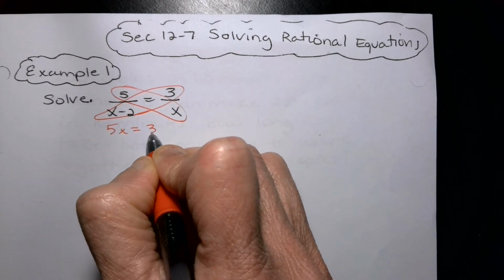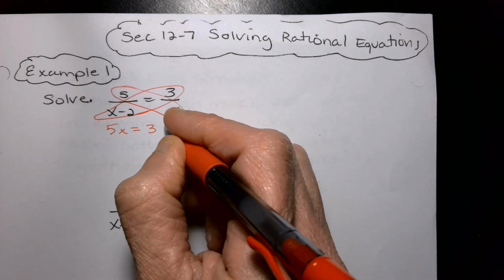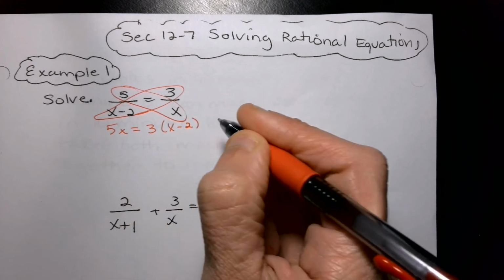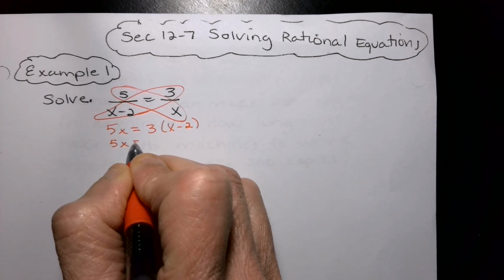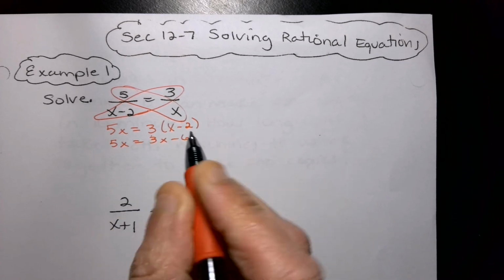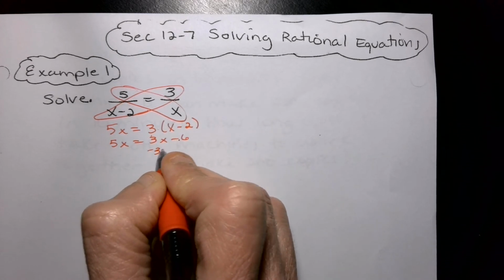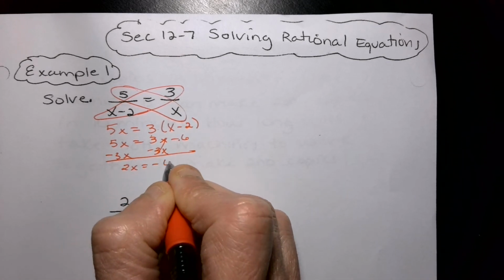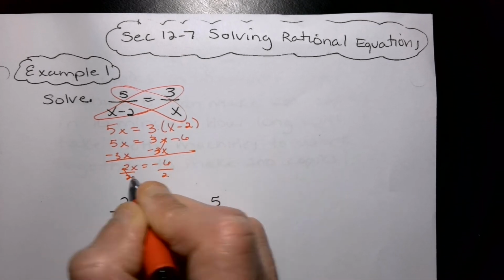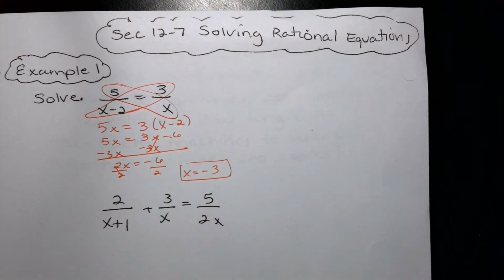And I'm pretty sure all 15 of you, 14, I can't remember, are saying that. And then you would distribute the 3 times x, 3 times -2. And you would subtract 3x. 2x equals -6, divide by 2. And nice and easy, you would get x equals -3. That's review.